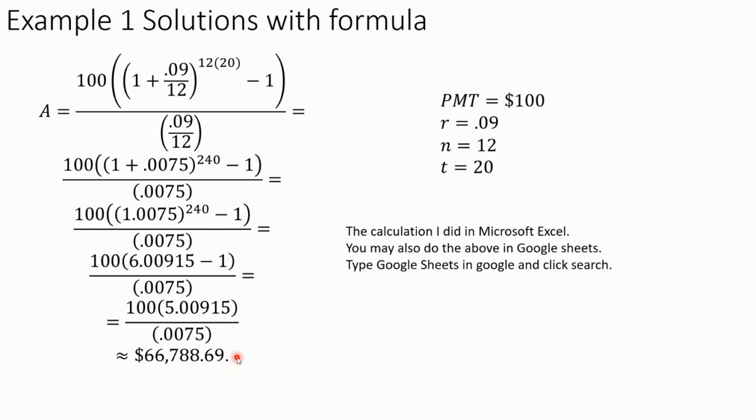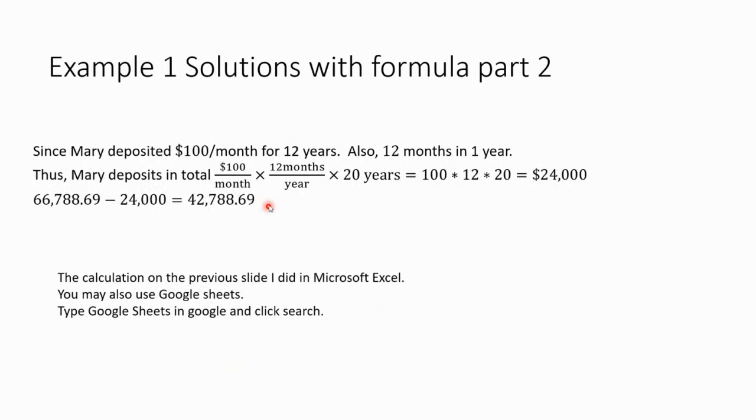But let's also determine how much interest she earned in the account, right? The account is earning interest. It's being compounded. How do we do that? Well, basically, it's what's in the account that did not come from her deposits, right?